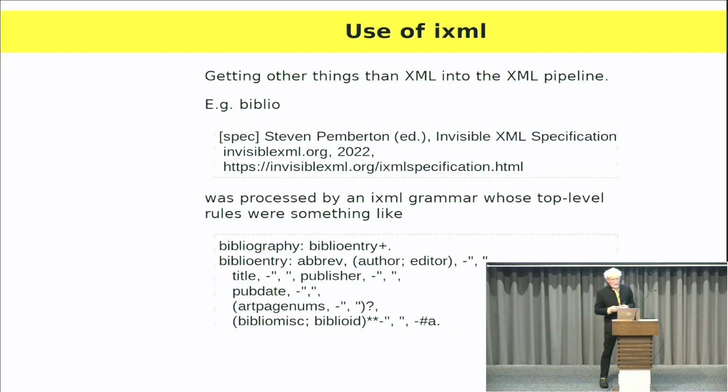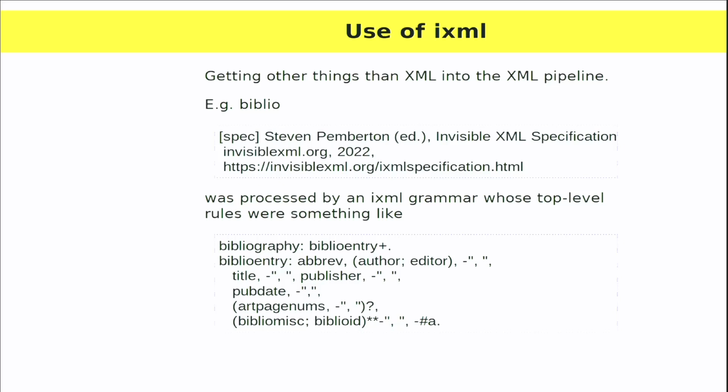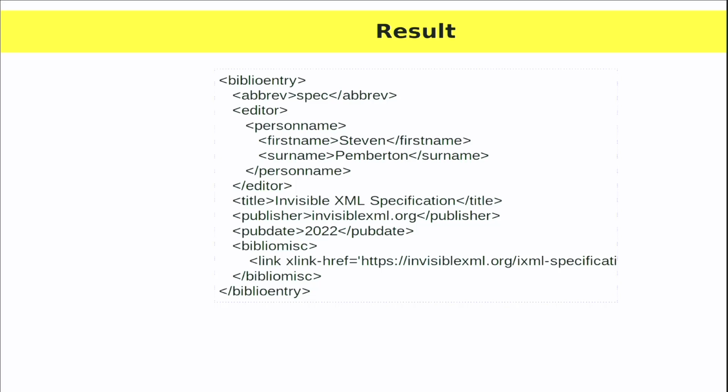For DocBook, the bibliographies are quite hard to encode properly. So I just wrote ixml that takes a text document such as that, which is the description of the ixml specification, puts it through an ixml grammar like this one that says that a bibliography is a number of biblio entries, and a biblio entry is an abbreviation, and then either an author or an editor, and so on and so on. And so then I get this out at the end, and then I can just put that in my DocBook document without having to do all that coding work.